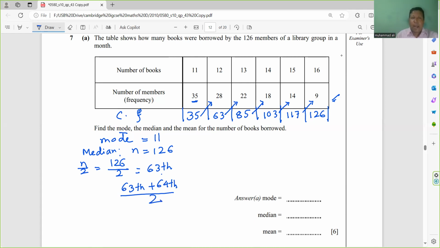Keep in mind, n divided by 2, if it comes 63rd position, we have to take the corresponding term, that means 63rd term, and term above, that means 64th term. Their average will be median. So here, 63rd term, number of books is 12. And 64th term, obviously, after 63, it is here. The corresponding books is 13. So 12 plus 13 divided by 2.